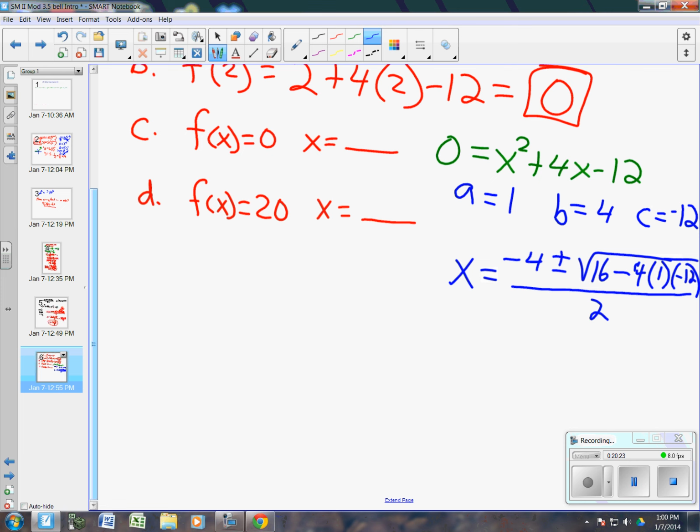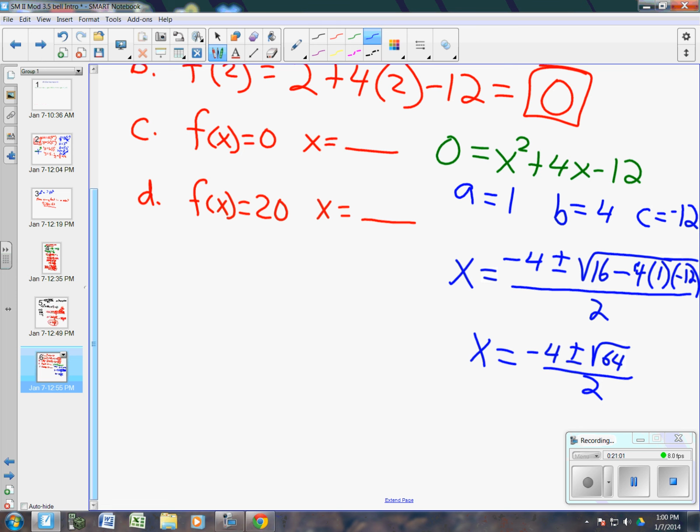which is 2. What's 16 minus 4 times 1 times negative 12? Put that in your calculator. Everybody type it in your calculator. 16 minus 4 times 1 times negative 12. What do you get? How many of you got 64? Okay, so that is 64. X equals negative 4 plus or minus the square root of 64 all over 2. This one's a nice one.